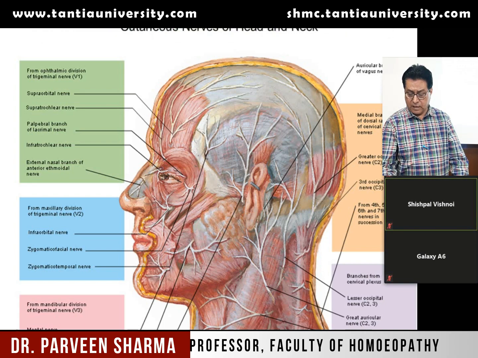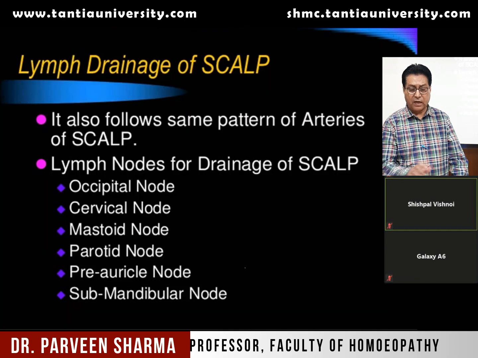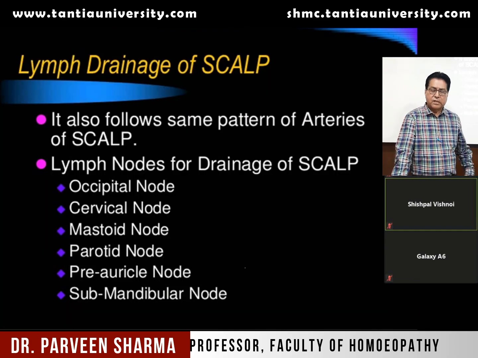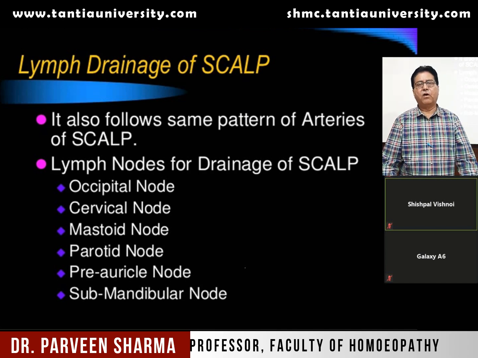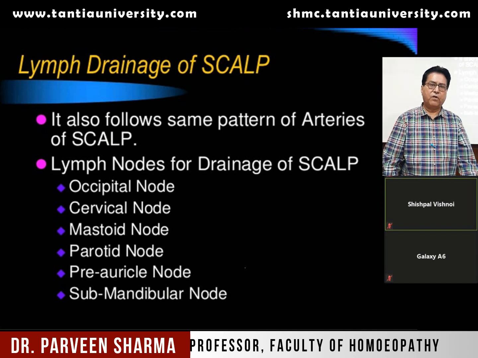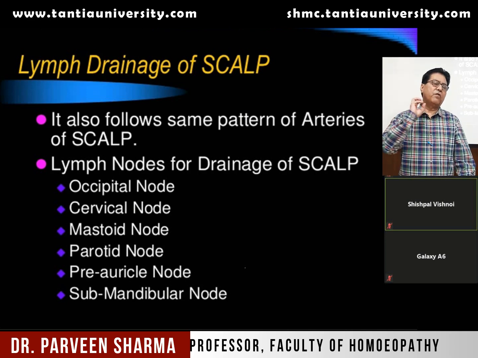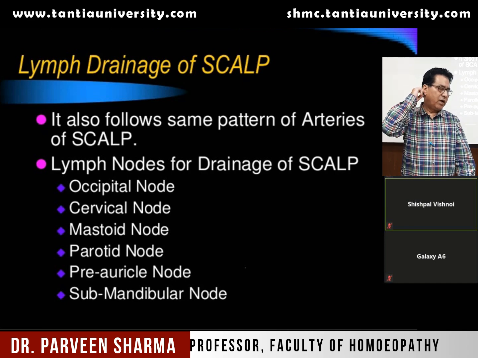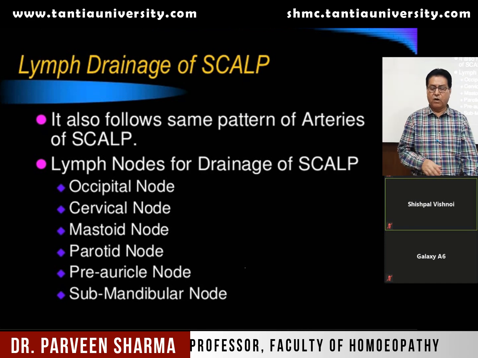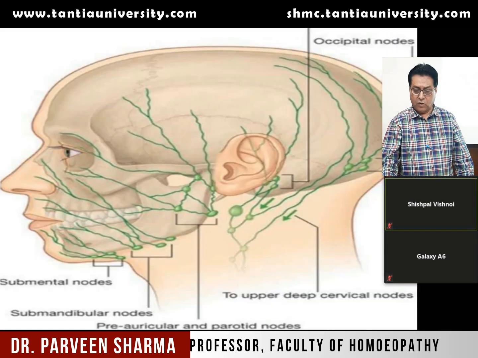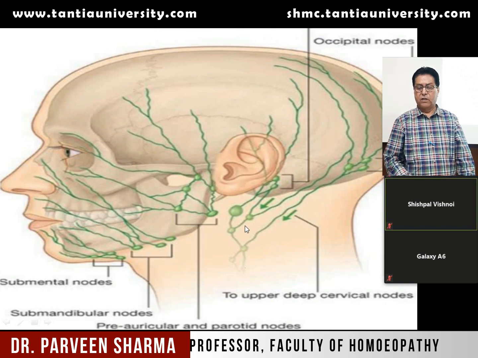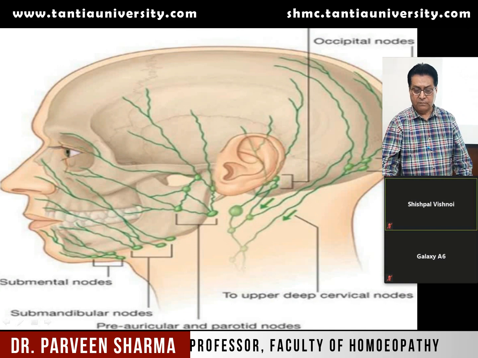So blood supply, nerve supply, this is the nerve supply. Now lymphatic drainage of the scalp. The scalp is drained by the occipital lymph nodes, cervical lymph nodes, mastoid lymph nodes, preauricular, postauricular and submandibular lymph nodes. So the lymph nodes present in front of the ear and behind the ear all drain the scalp. In this diagram you can make out the posterior auricular lymph nodes, anterior auricular lymph nodes, submandibular lymph nodes, and then the cervical lymph nodes. That is the lymphatic drainage of the scalp.